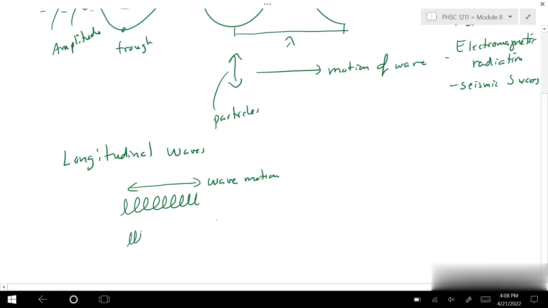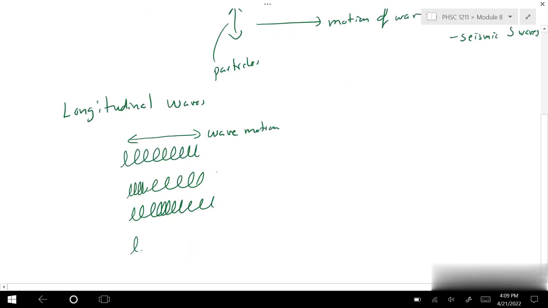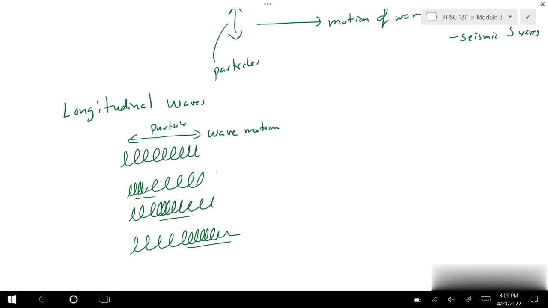So you want to compress the wave, like you would see here. And again, these animations. So you compress it here, and then when you're looking at it a little bit later, it's here, and then it's here. So you can see the wave moving to the right, and the particles are doing the same direction, so they're oscillating left and right as well. So for longitudinal waves, the motion of the wave and the particles are all going to be on the same plane.